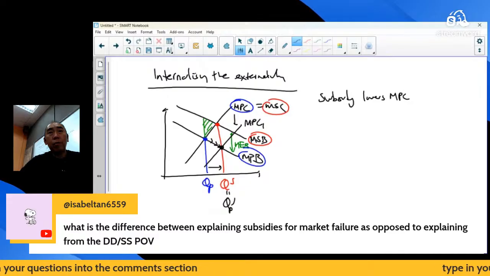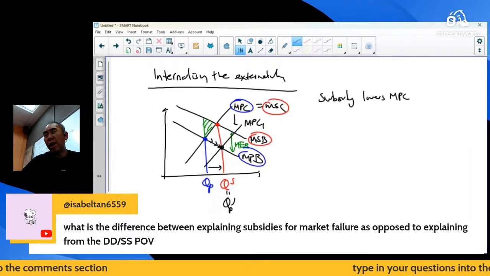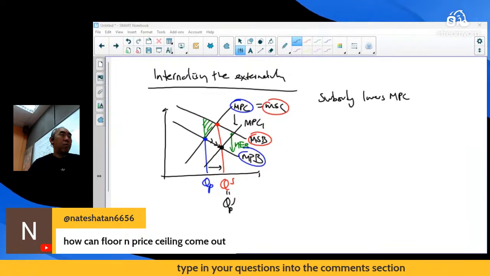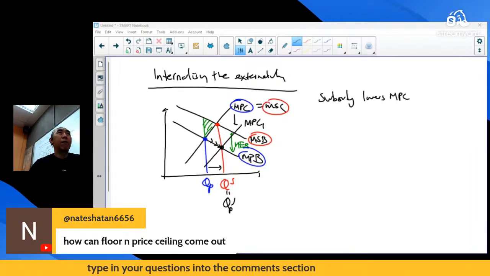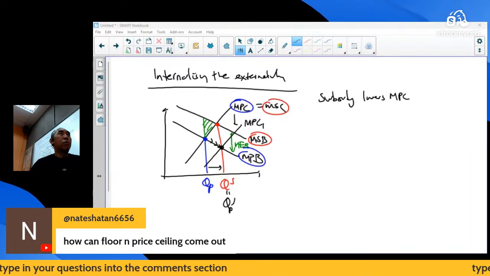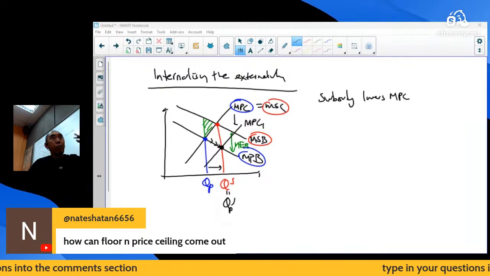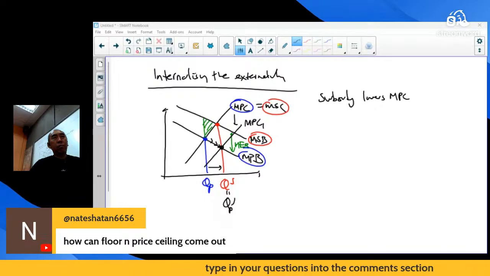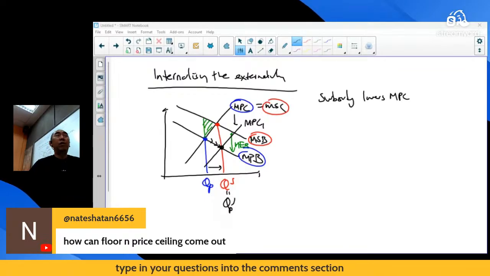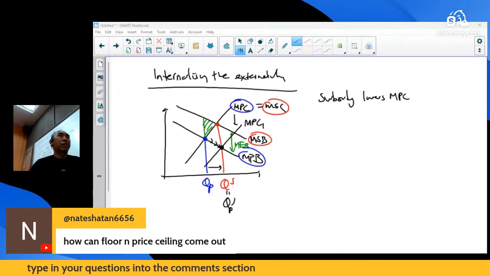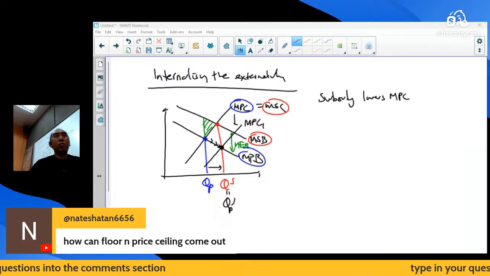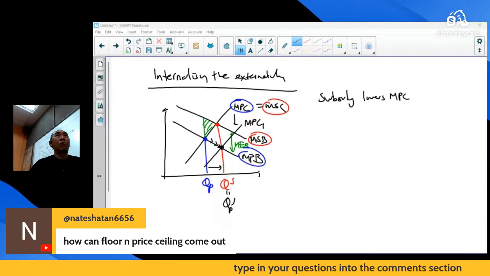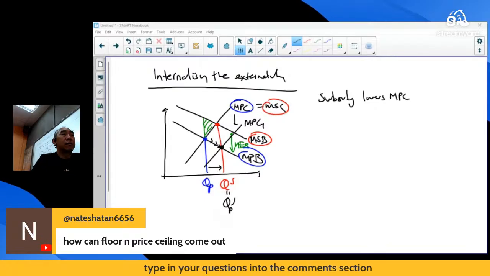How can floor and ceiling come out? For your test, I doubt it can. I doubt they can test price floor and price ceiling, because price floor and price ceiling normally deal with price fluctuations. So that one will be less of a market failure issue in terms of inefficiency, and certainly nothing to do with externality. So price floor and price ceiling is unlikely to be tested, or actually, not unlikely. I don't think it can be tested under externalities.